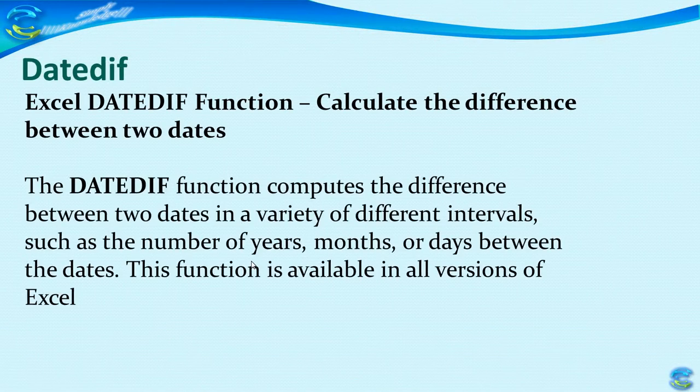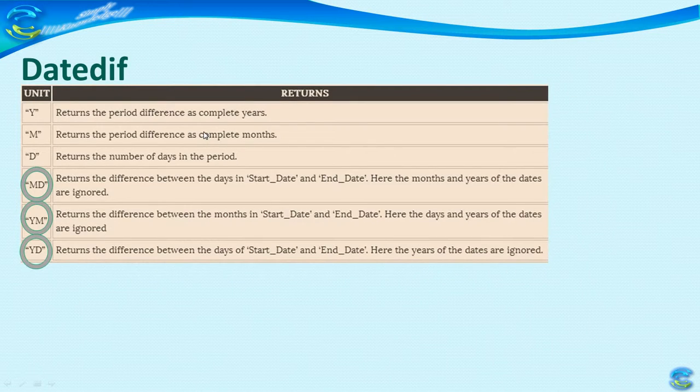Here we are going to discuss one of the Excel formulas, DATEDIF. What exactly is DATEDIF, and how does it work? The Excel DATEDIF function is helpful in calculating the difference between two dates. The DATEDIF function computes the difference between two dates in a variety of different intervals, such as the number of years, months or days between the dates. This function is available in all versions of Excel, and this table will help you while using the formula.